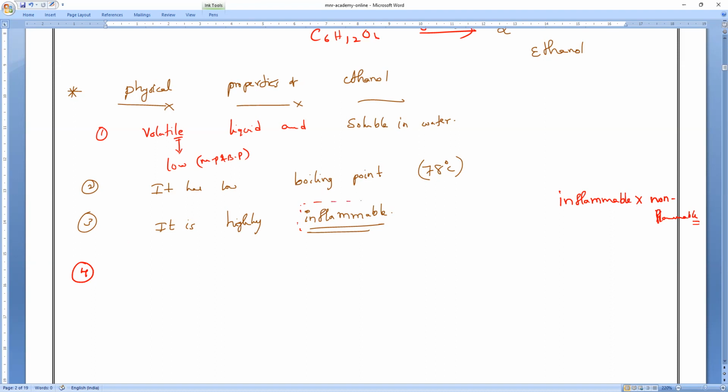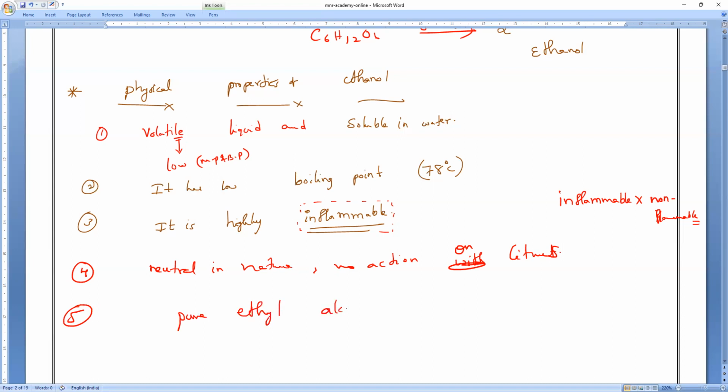Basically, you can see on petrol lorries and tankers they write at the back, highly inflammable. Have you noticed it? It means they are very dangerous and can easily catch fire. Next, it is neutral in nature. Neutral in nature means no action on litmus. Next, the fifth property, pure ethyl alcohol.